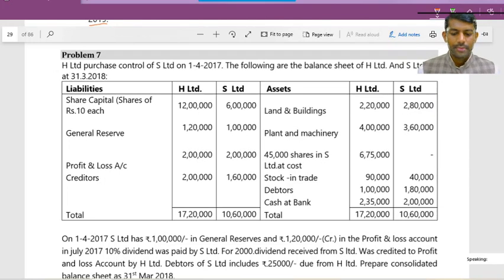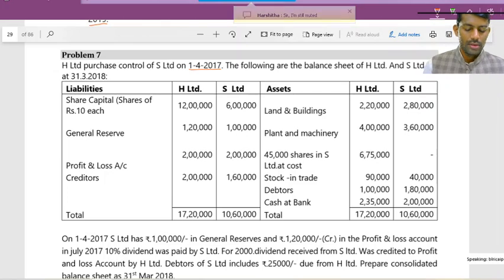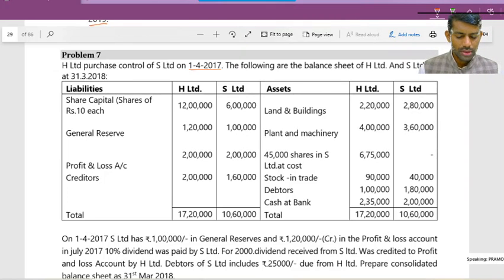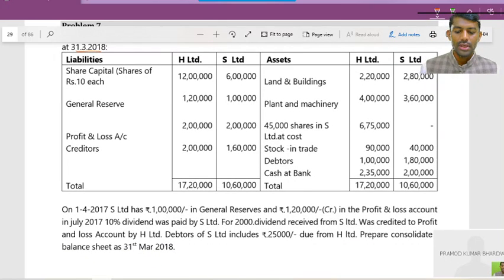Problem number 7. H Limited purchased control of S Limited on 1/4/2017. The following are the balance sheets of H Limited and S Limited as on 31st March 2018. Share capital consists of 12 lakh and 6 lakh.